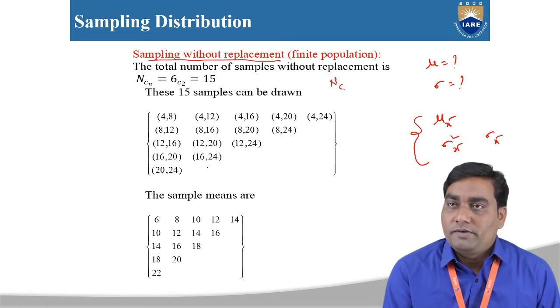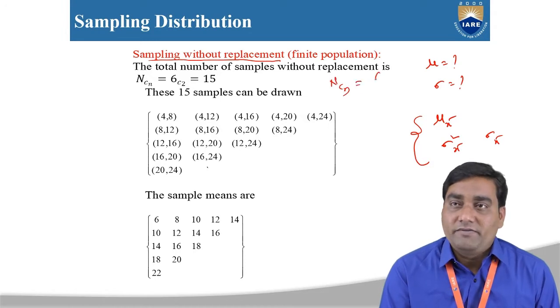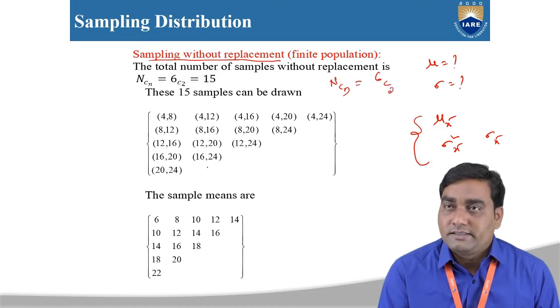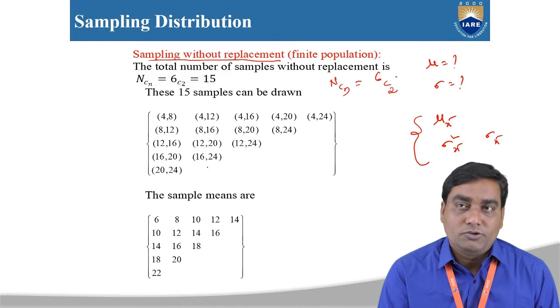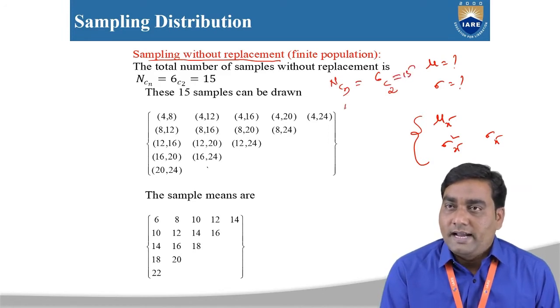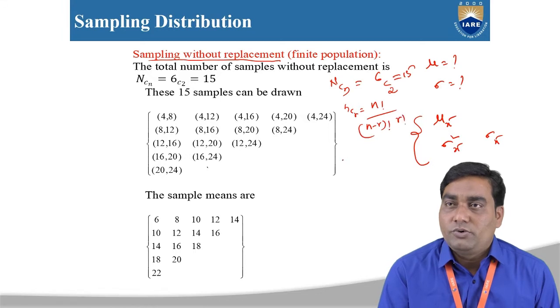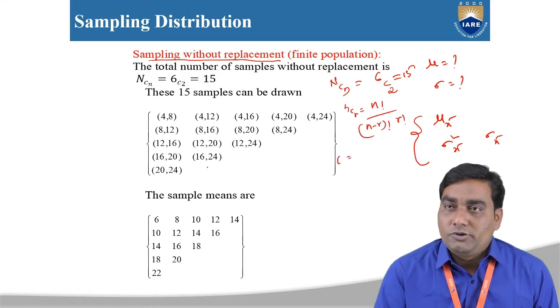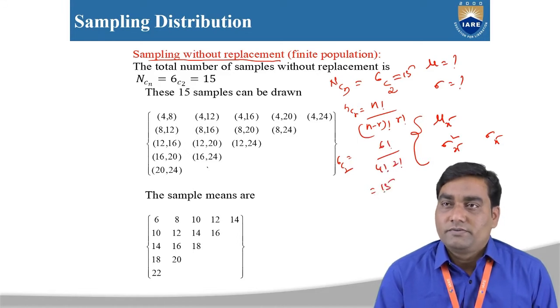What is the formula without replacement? NCn, where capital N equals 6 and sample size small n equals 2. 6C2 equals 15, because we use the nCr formula, n factorial by (n minus r) factorial into r factorial. According to that, 6C2, where n equals 6 and r equals 2, is 6 factorial by 4 factorial into 2 factorial, which is 15.